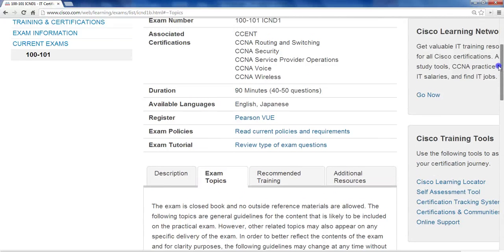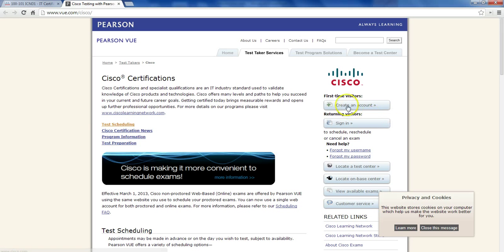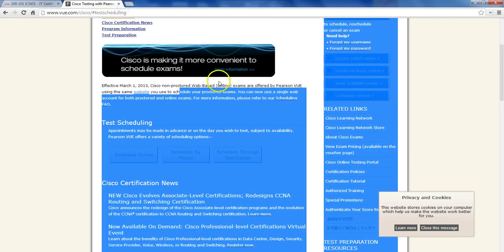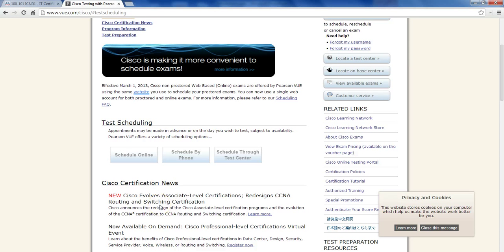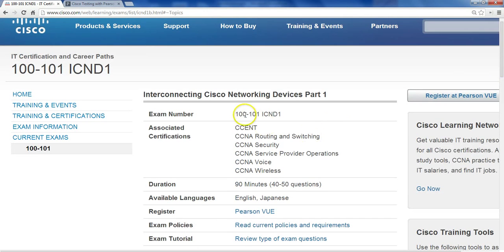How to take the exam, of course, depends on where you live. You have to go to VUE, make an account and find the closest test center. You schedule online and show up at their door on the day of your exam with, I think, two IDs they require to identify yourself. You tell them exactly which exam you want to take, for example the ICND1, and give them the exam number, 101. So that's what we're going to cover as the exam topics.